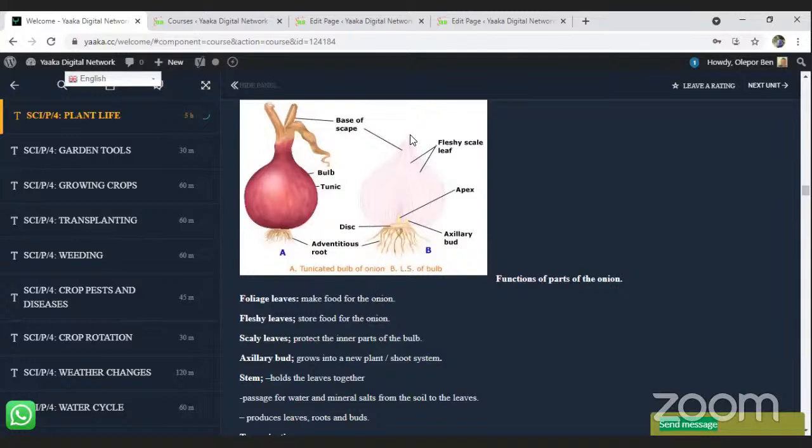They are responsible for making food for the onion. So you may ask yourself, but where are the foliage leaves? The foliage leaves are supposed to be on top here. They are green in color. Those are the foliage leaves.